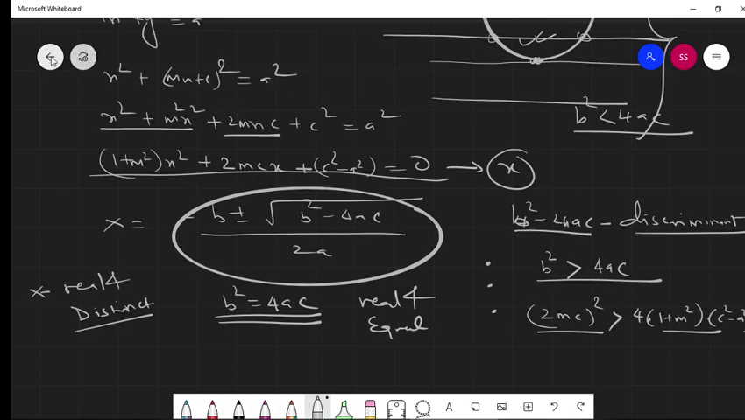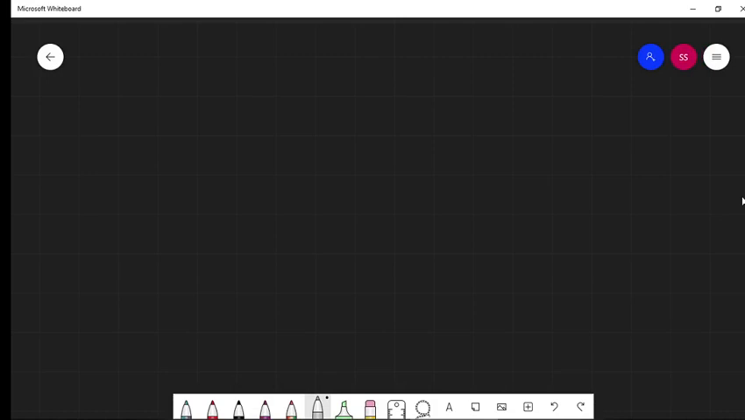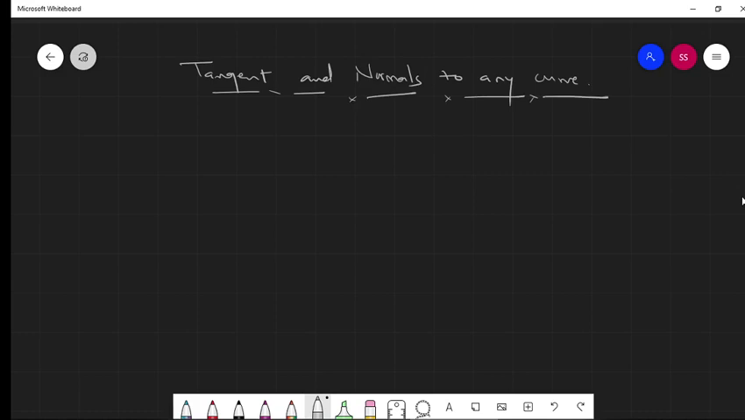Now moving to next part, dear students. Tangent and normals to any curve. A straight line drawn perpendicular to the tangent at a point of contact is called the normal to the curve at the point. And we have to discuss here equation of tangent.